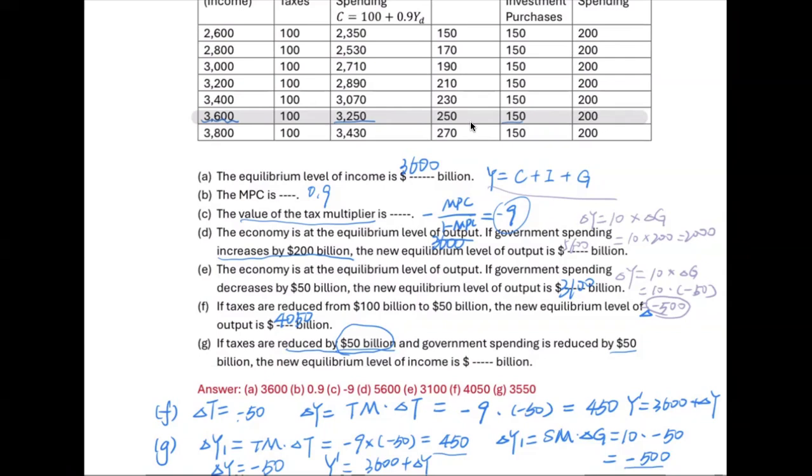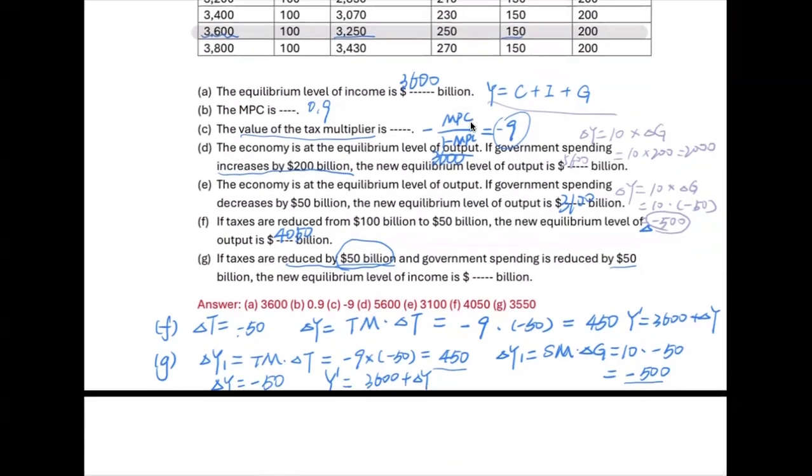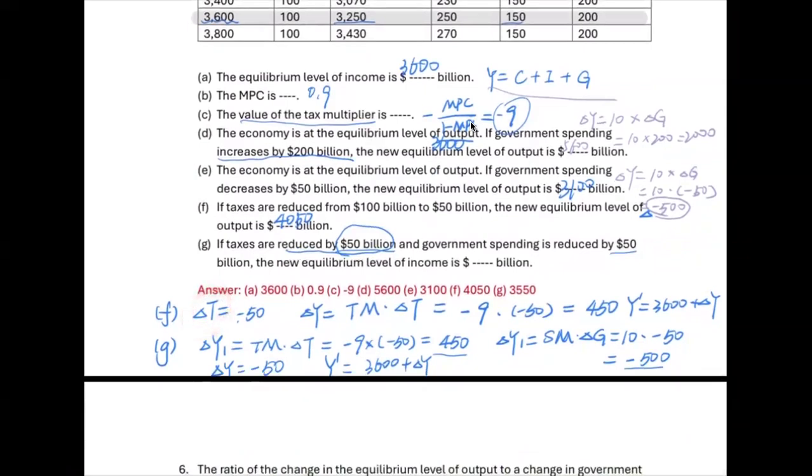Okay, now we can look at question F. Question F is if the tax is reduced from 100 billion to 50 billion. Same logic. Delta T, the tax decreases 50 billion. And what's the equilibrium level of output change? You just need to use delta Y equals the tax multiplier times delta T, which equals 450. So the new Y would be 3,600 plus 450, right?